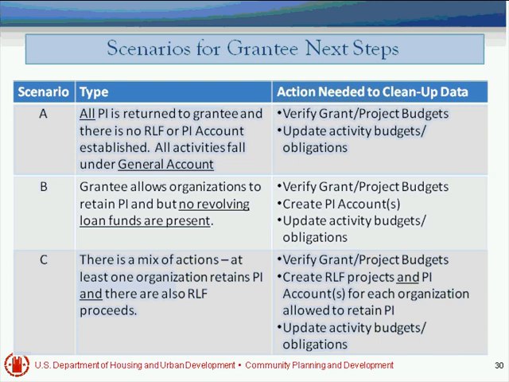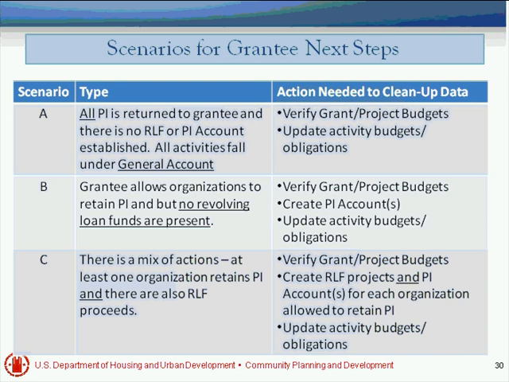In that case, what we're going to need you to do again is verify your grant, the estimated program income and the project budgets, and then update your activity budgets and obligations. So that's pretty much what you're going to need to do. And then potentially clean up things like your receipts if they're recorded on the wrong account. But that's going to be the least amount of work.